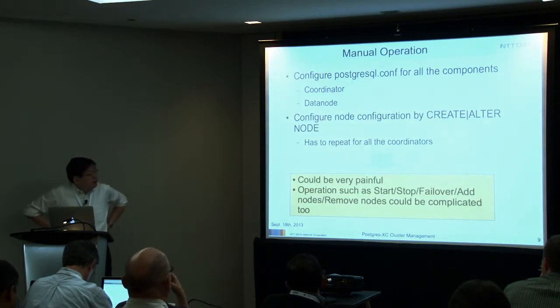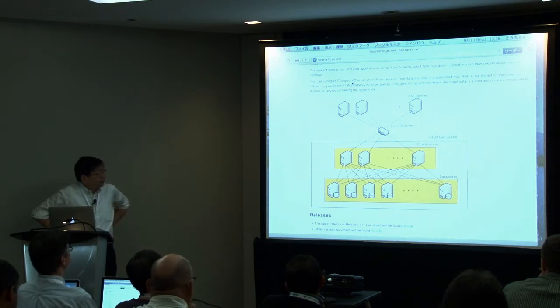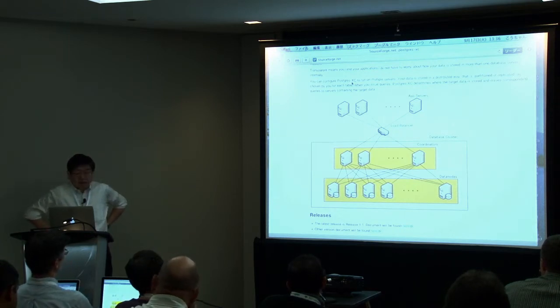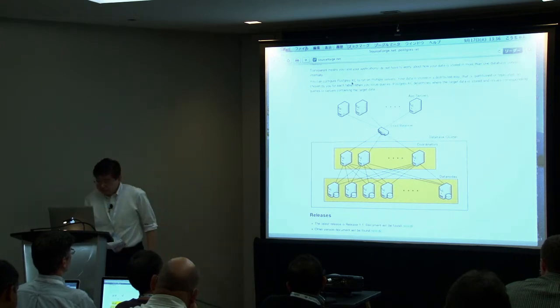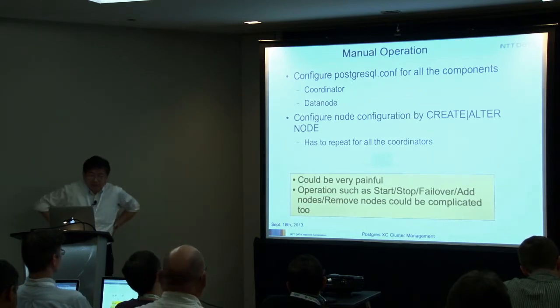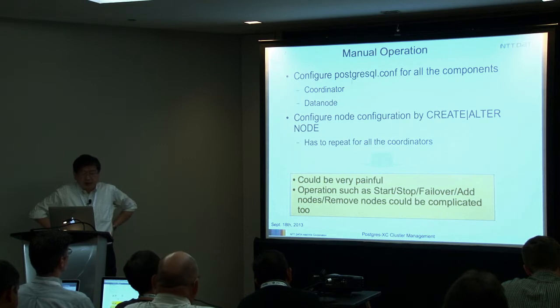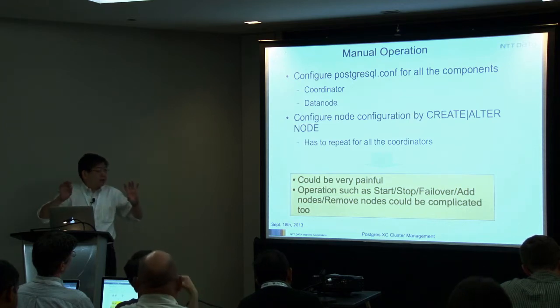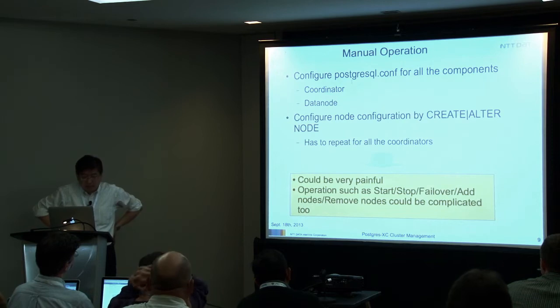Then, as you see from this figure, we have many PostgreSQL-like XC components, 5 to 10 or even 20. It means that essentially, you have to configure each of them manually, which is tremendous work. In essence, we have to configure all these nodes individually and tell each of them the configuration of the other nodes: where they are and how to access them. So it could be very painful, even for myself.